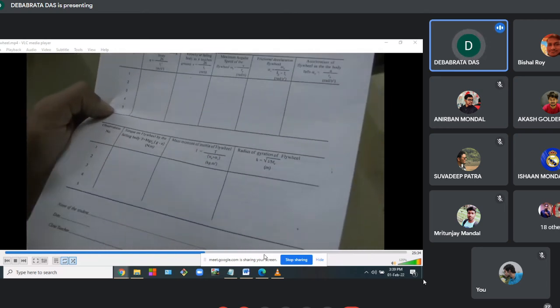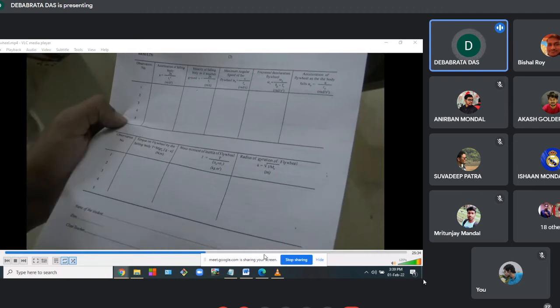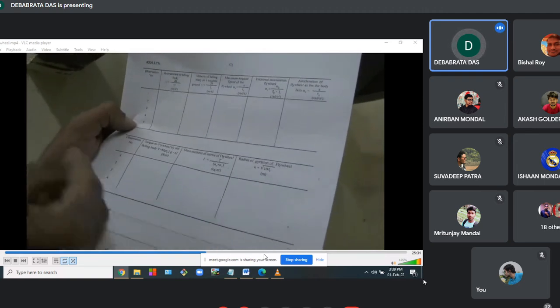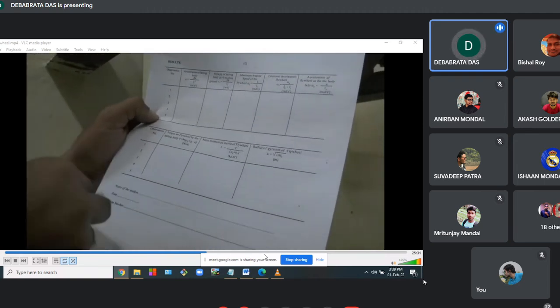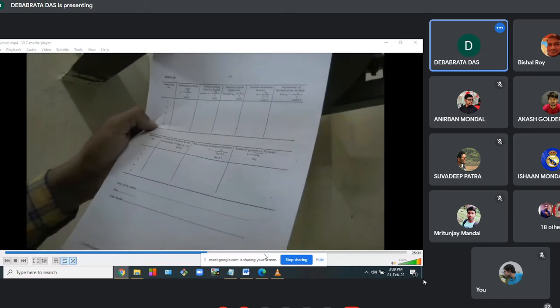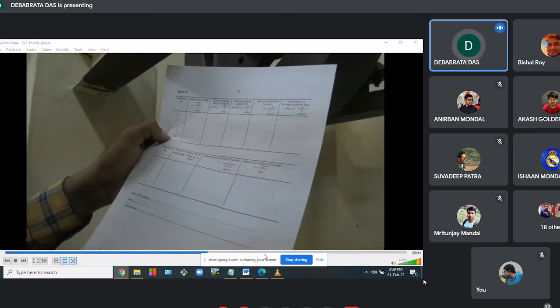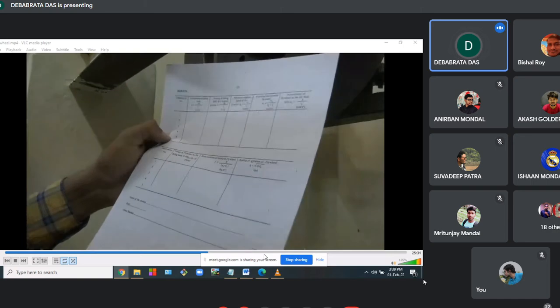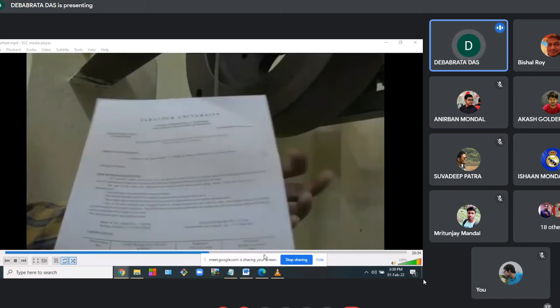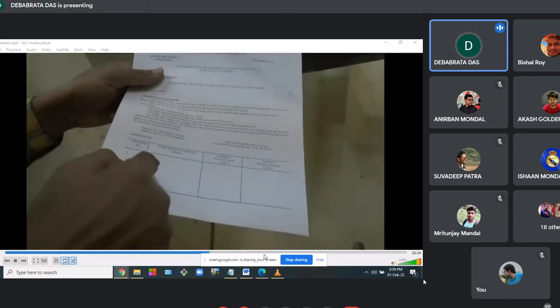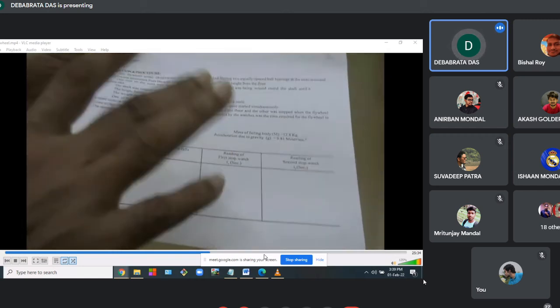So I have explained the experimental setup, and I have explained the procedure of how to take down the readings and how to go along with this experimental setup. Now we'll take down 3 sets of readings, and I will note down the readings, and that will be recorded.